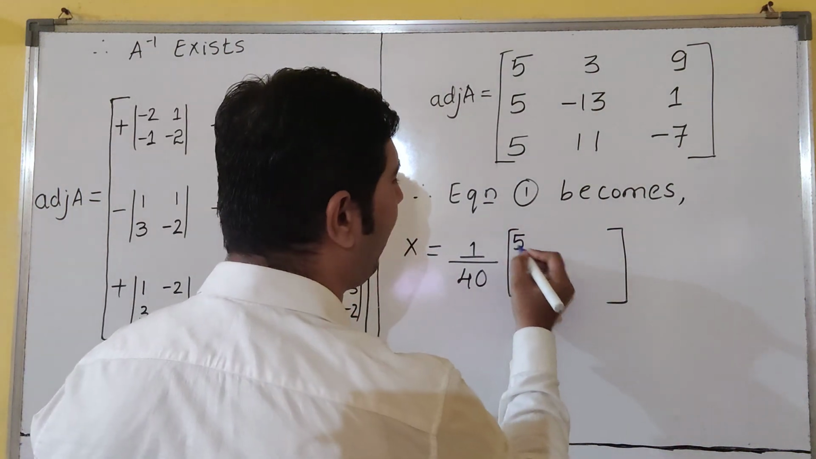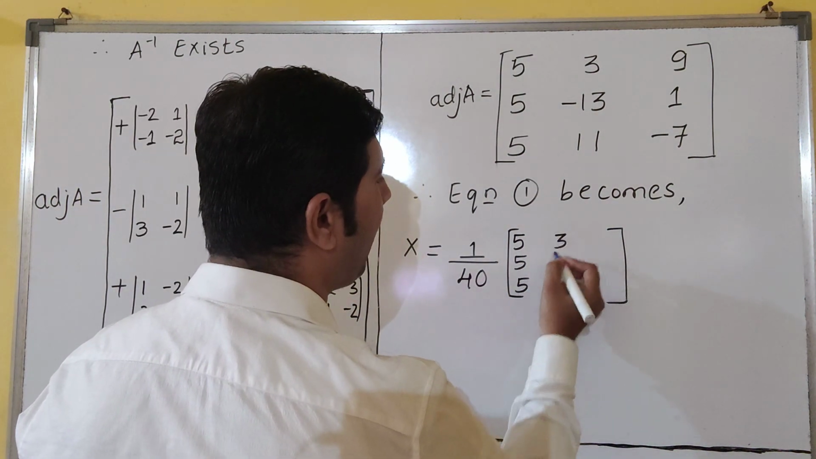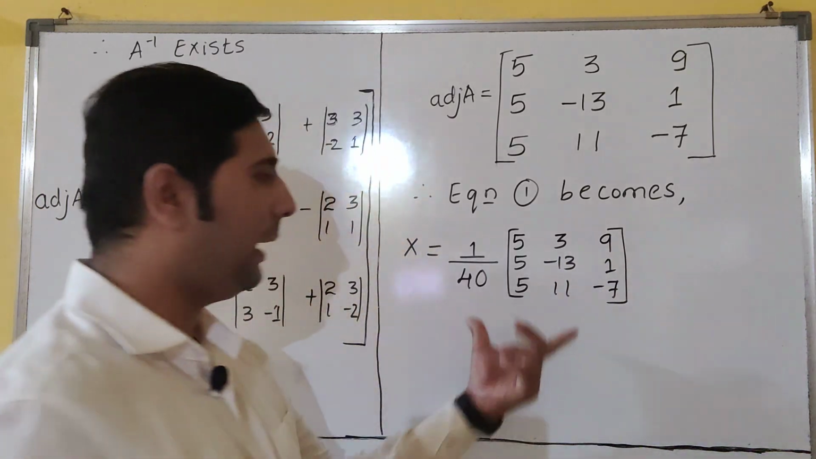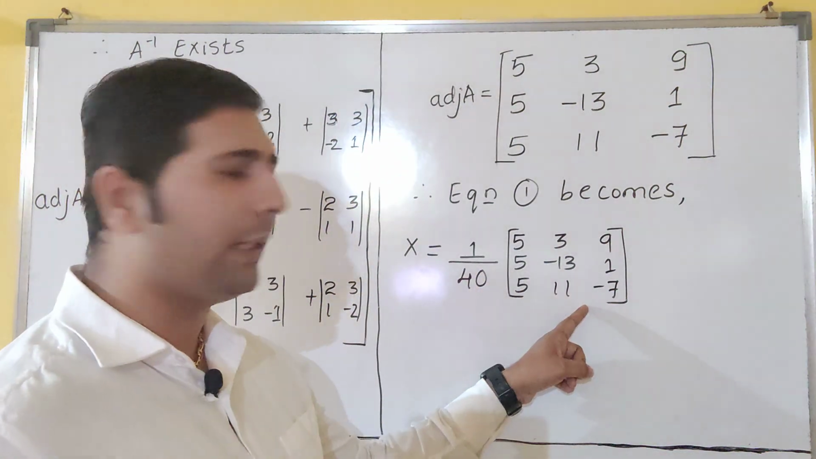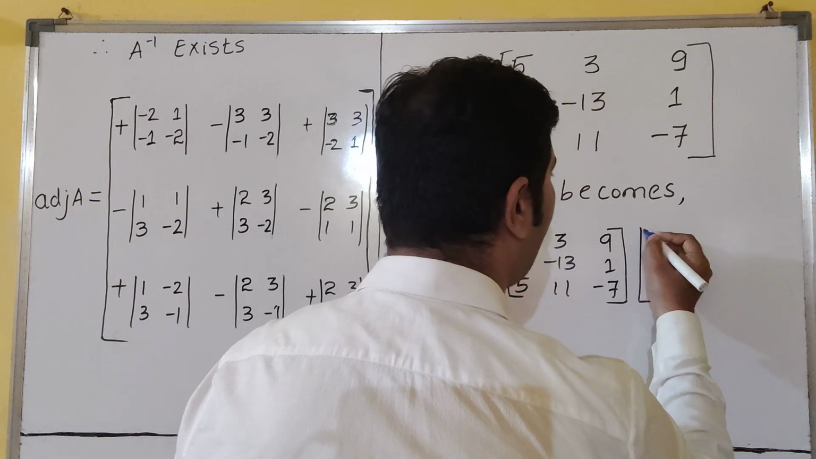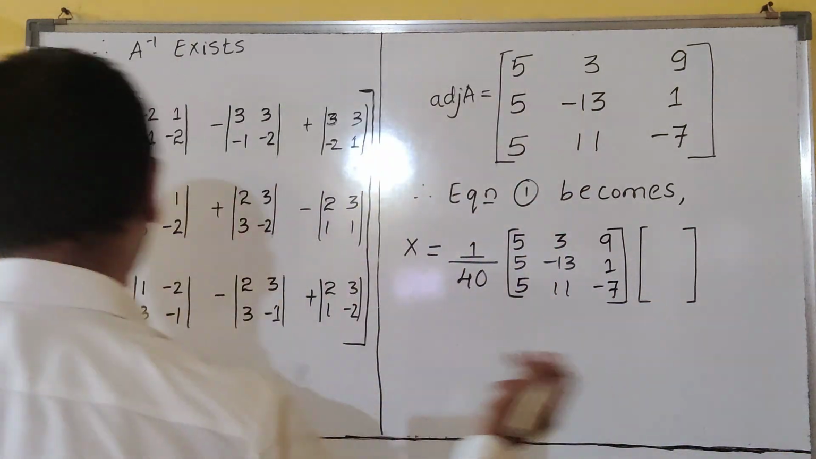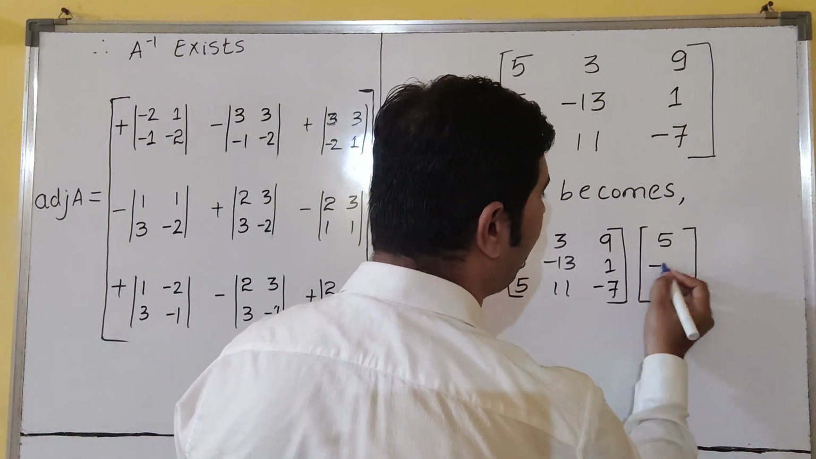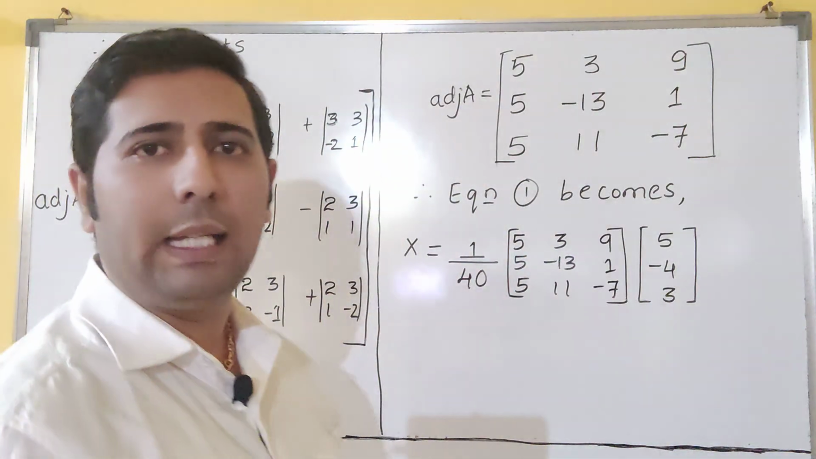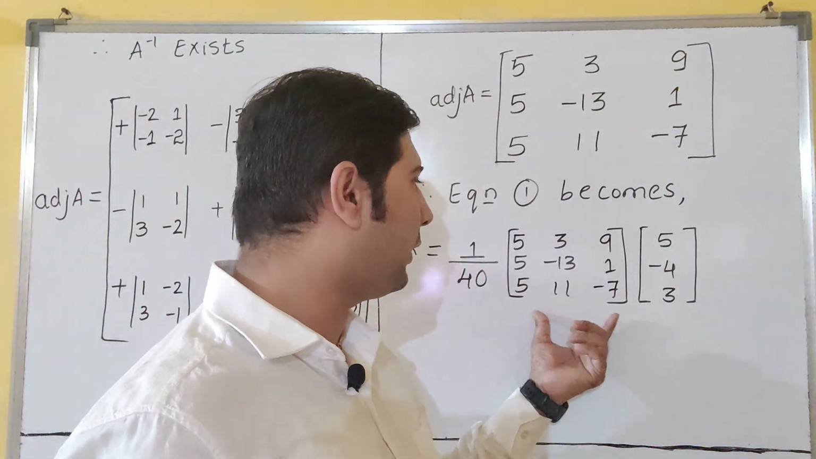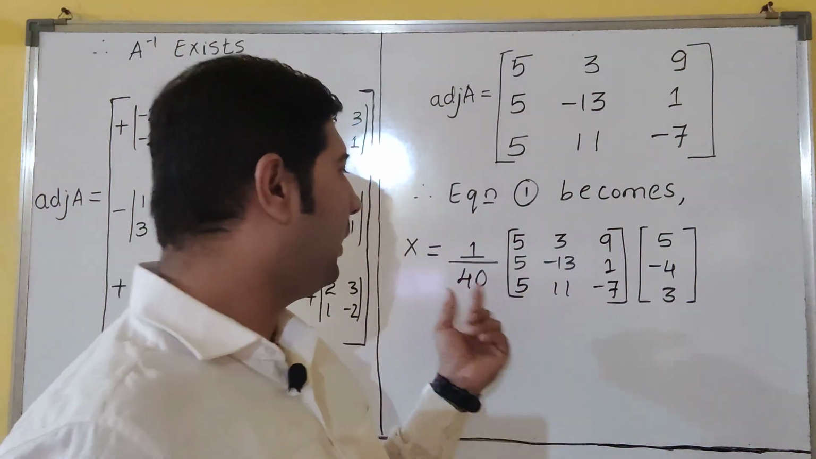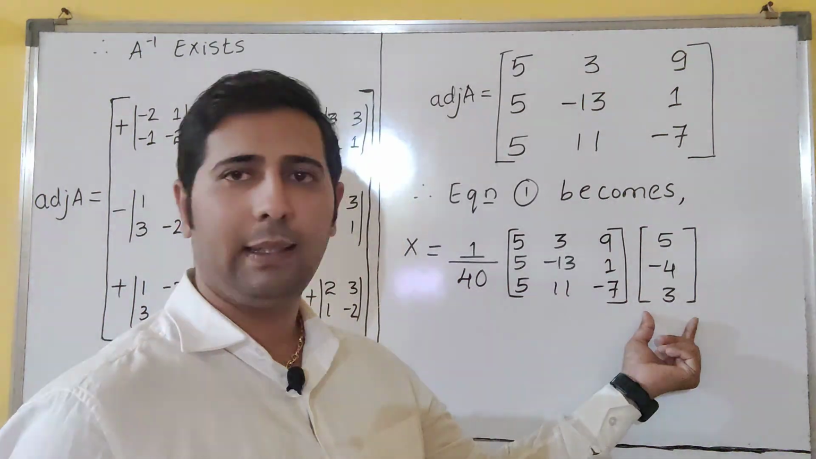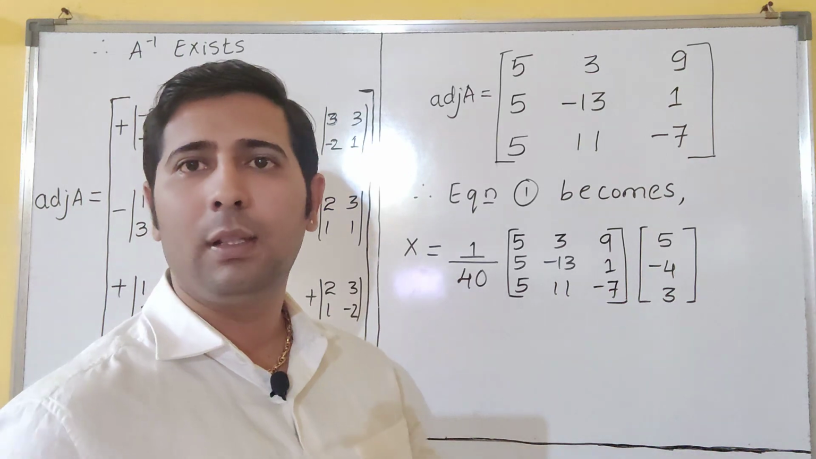So now see here, adjoint of A is [5, 5, 5; 3, -13, 11; 9, 1, -7]. X is equal to A inverse into B. B I don't have here, so let me see what the B value is. B is [5, -4, 3]. Clear? B everyone knows. Equation 1 becomes X equals A inverse into B. A inverse is 1 upon determinant A into adjoint of A. B is written here in matrix form, not determinant.